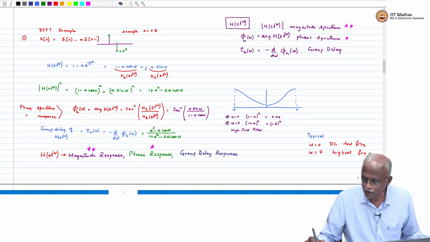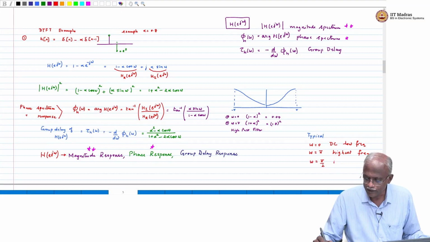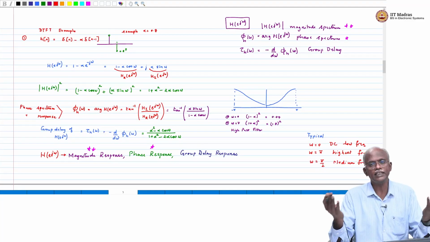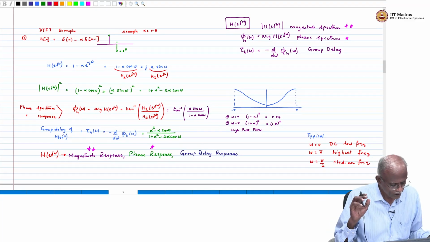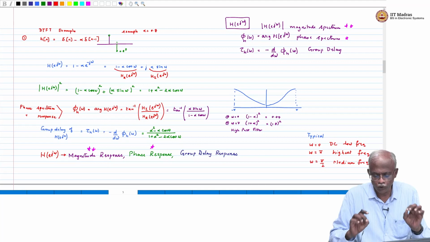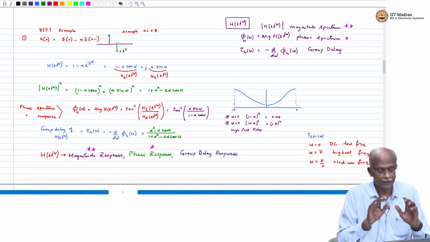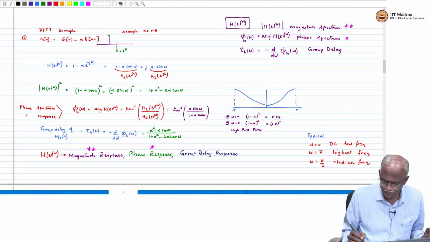And there is an intermediate frequency which you can check, which is omega equal to pi by 2. That is a medium frequency: low, medium, high. And by looking at these responses, you can then tell what is the nature of the LTI system, and that is one of the powerful tools that we have with the discrete time Fourier transform.